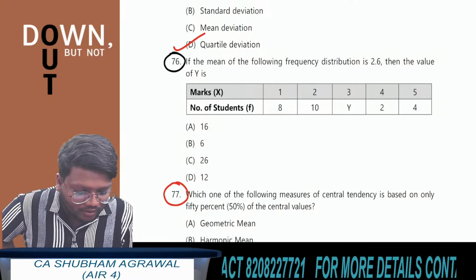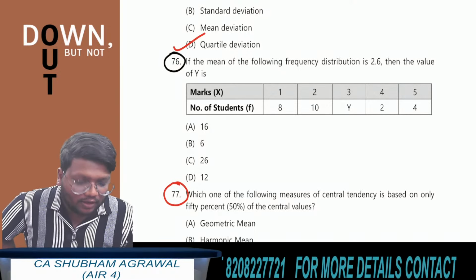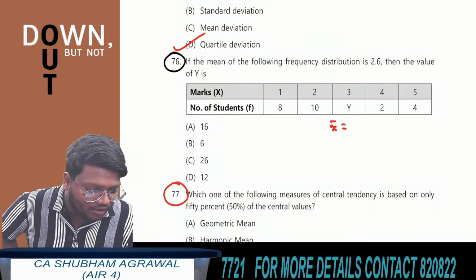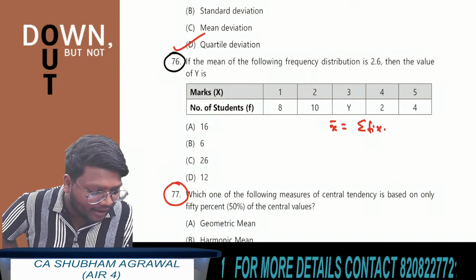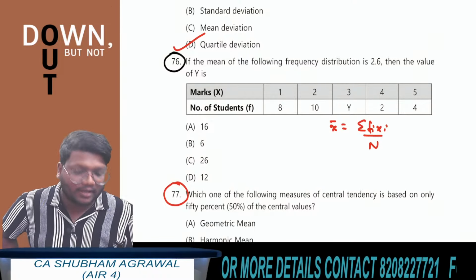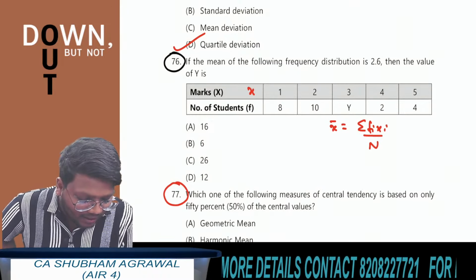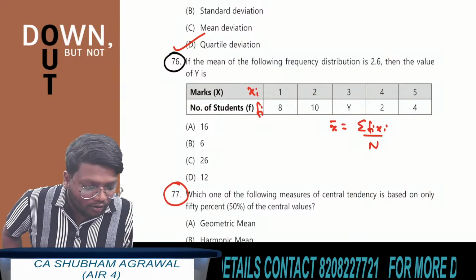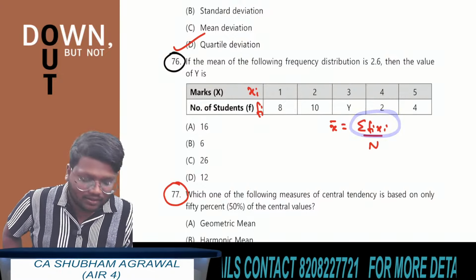Which formula can we use here? The formula to find the mean of a simple frequency distribution is summation of fi xi divided by capital N. Here this marks is xi and this number of students is frequency. Okay. Now see how to find summation of fi xi here.